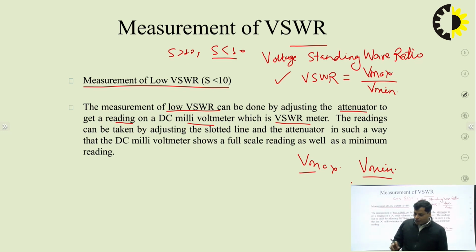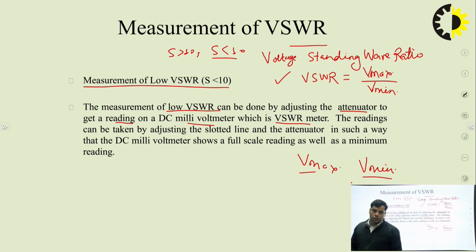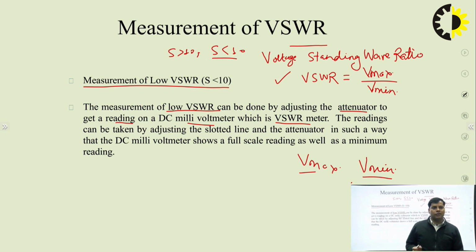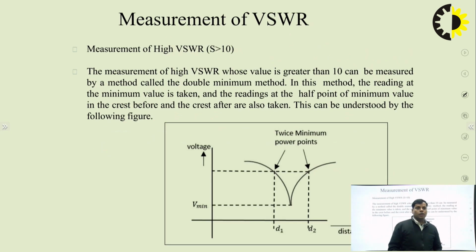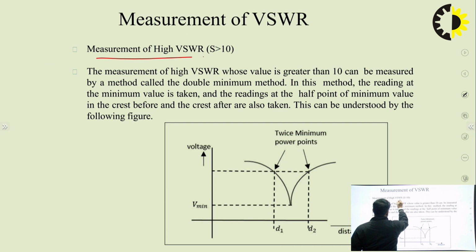But when the value is greater than 10, it becomes congested to measure. For that, we deal with another technique or category, that is the measurement of high VSWR, meaning S greater than 10.